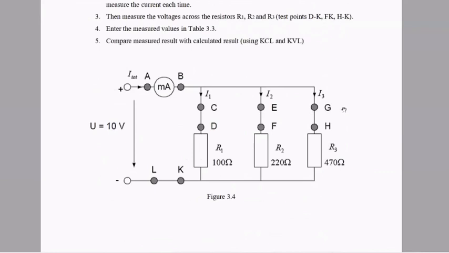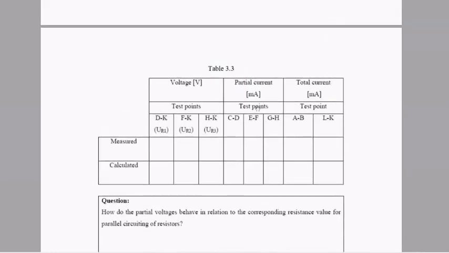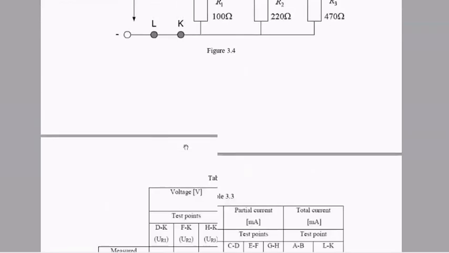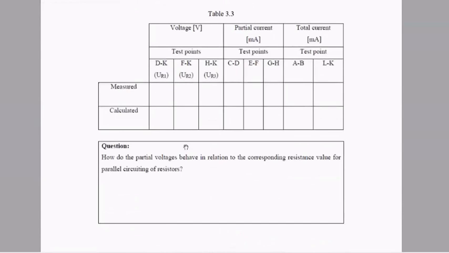So this is figure 3.4. So this is table 3.3. You can see here measured and calculated. For the calculated, you can add another column for the actual value. But for this experiment, you can calculate first based on 100, 220 and 470 for your reference. So this is the question.